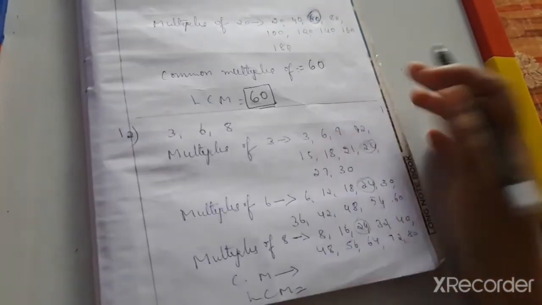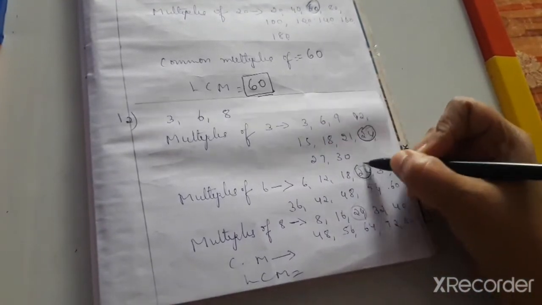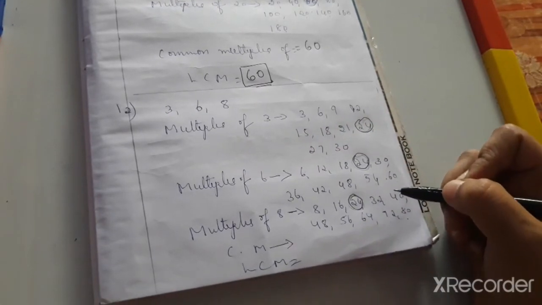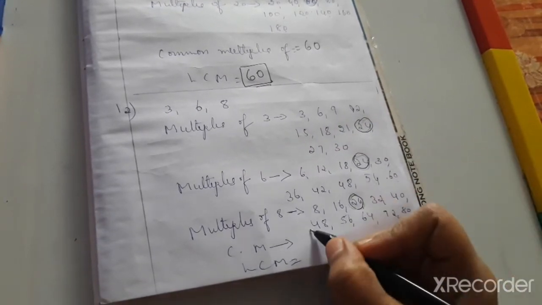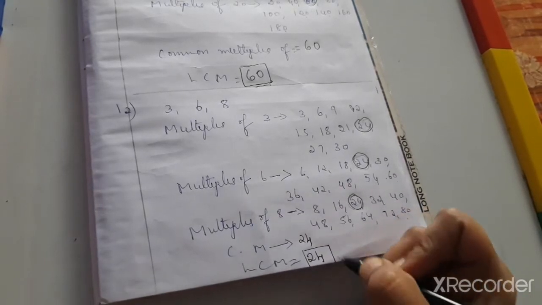So which is a common multiple here, we have to check. That is 24. Any other number? Is 30 common here? No. So the common multiple is 24, and so the least common multiple is 24 itself.